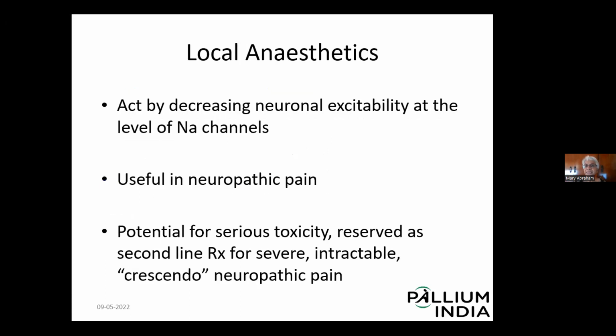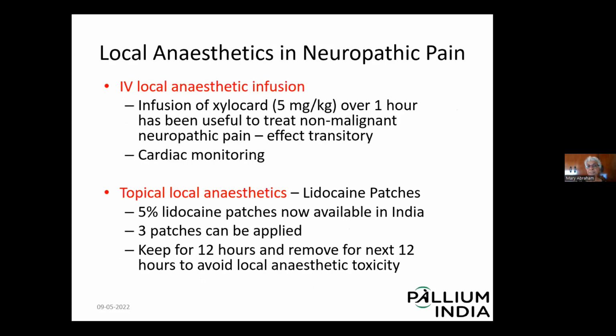The other drugs that can be given as a second-line treatment are the local anesthetics. They act on the sodium channels. They prevent neuronal excitability by acting at the level of the sodium channel. And it is particularly useful for severe intractable crescendo kind of neuropathic pain. It can be given as an IV local anesthetic infusion in a dose of 5 mg per kg. You add it to 500 ml of normal saline and give it as a slow infusion over 1 hour with cardiac monitoring. So this has to be done in a hospital setting.